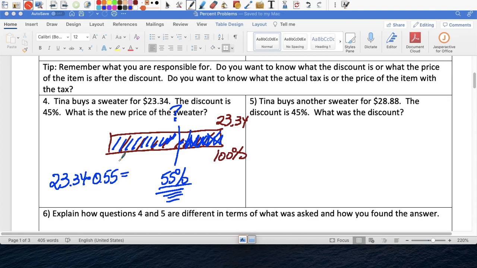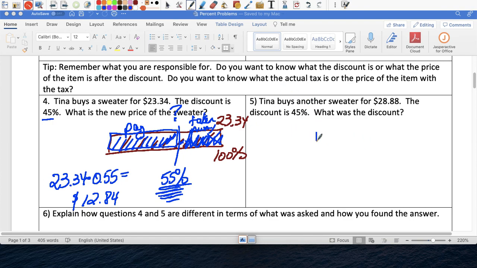23.34 times 0.55 means that you end up paying $12.84 rounded. That's what you're going to pay at the register, right? Because in this question you're multiplying by 55%, since that's what's left over after 45% is taken away from you. This is taken away, and this is what you pay. You have to pay for this whole section, so you end up paying 55%.